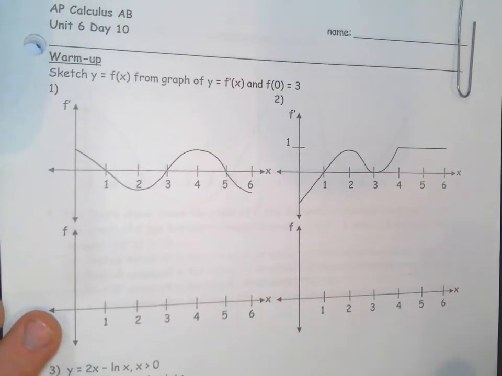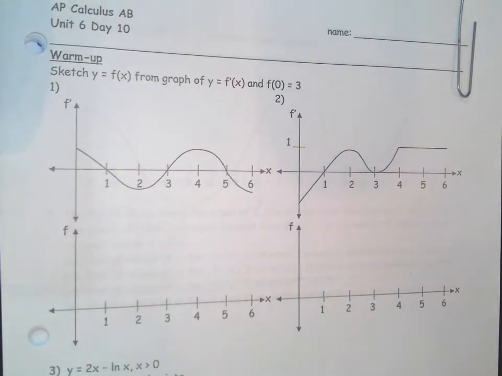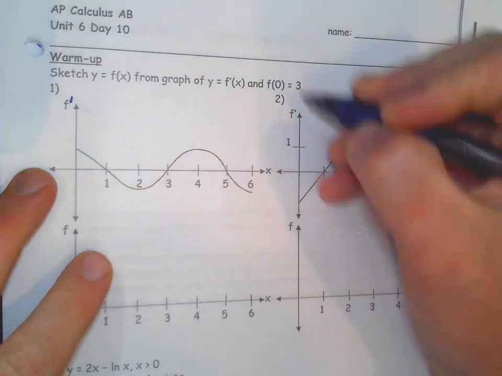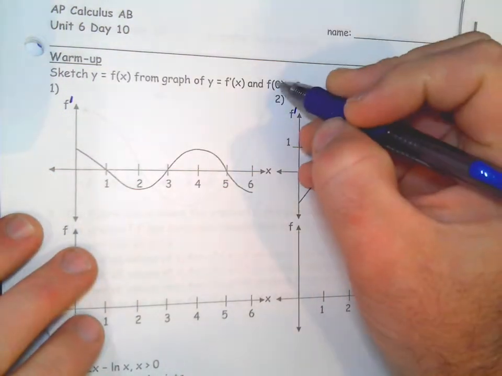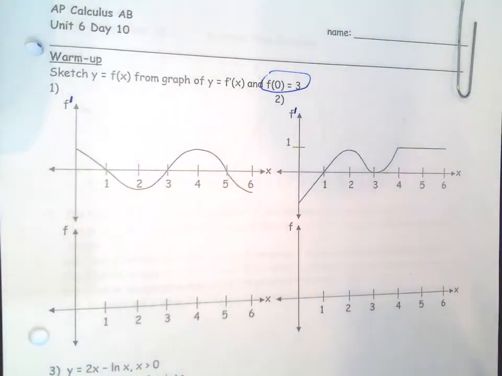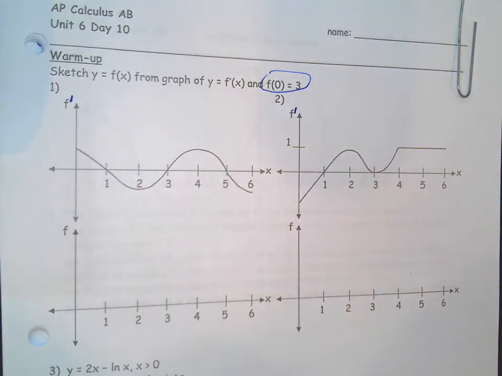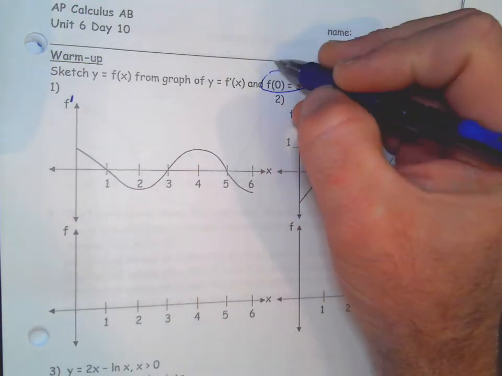AP Calc AB, Unit 6, Day 10, warm up. Try the problems yourself. We're taking graphs of derivatives and then trying to sketch. There's an extra piece of information: instead of the plus C value, it tells you where you're going to start your graph. It's called an initial condition. So pause the video and try all of these problems, and then I will show you how to do it. This is the starting point, by the way.